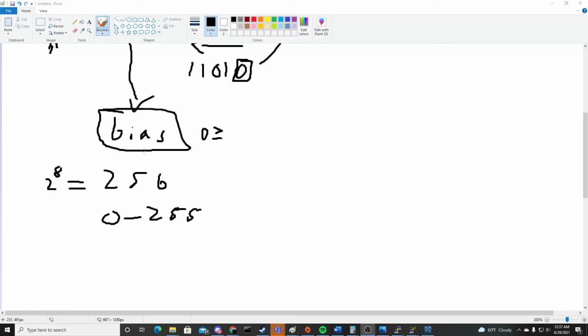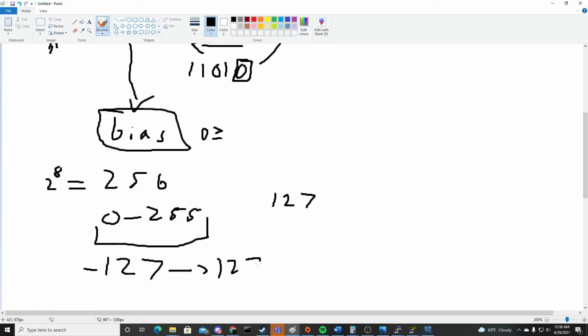So what we can do with a bias is, normally what you want to do is find a number that's right in the middle of this range, which in this case would be 127. What the bias does for us is it takes the range from being 0 to 255 to now being negative 127 to positive 128. Excuse me, this is actually positive 128, not 127.